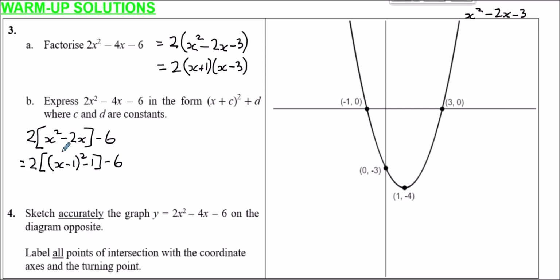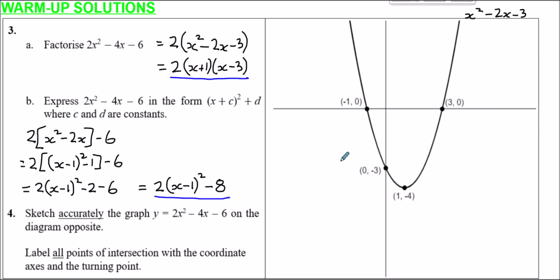Expand out, multiply this 2 with everything on the inside, gives us 2 lots of x minus 1 squared. 2 times minus 1 is minus 2, and minus 6. So simplify that down, we get 2 lots of x minus 1 all squared, minus 2 minus 6, that gives us minus 8. So in factorised form we have this, in completed square form we have this here.